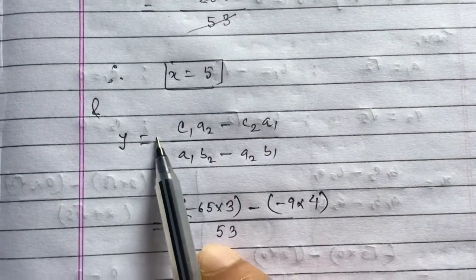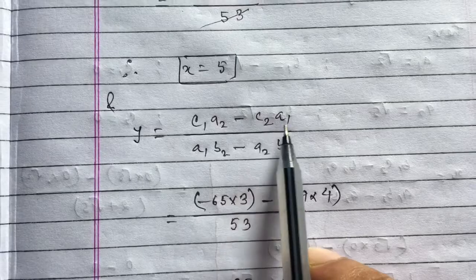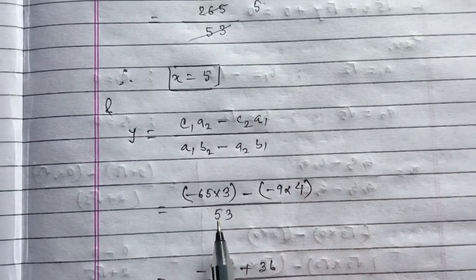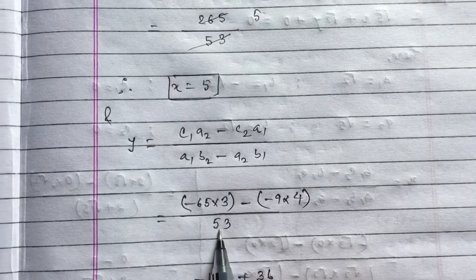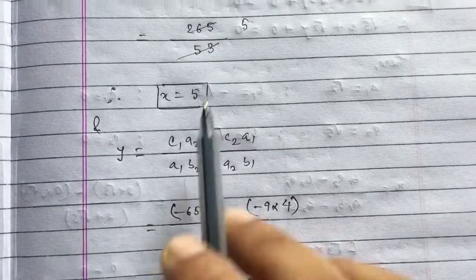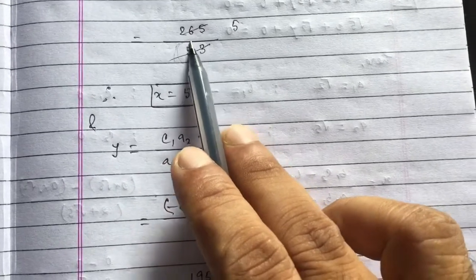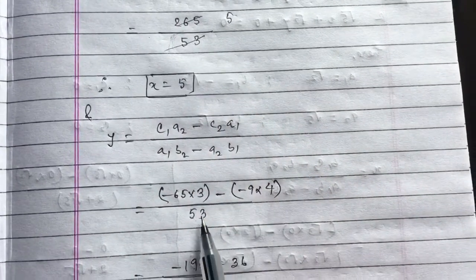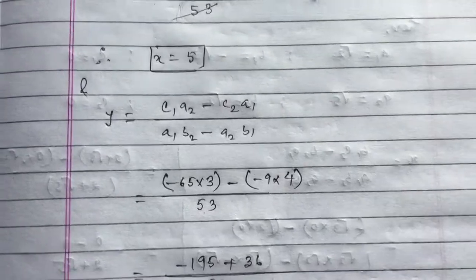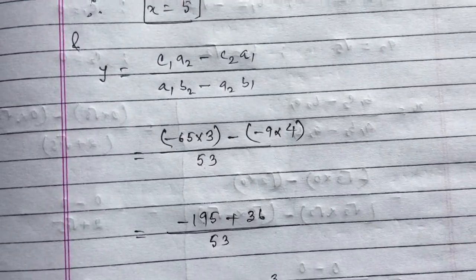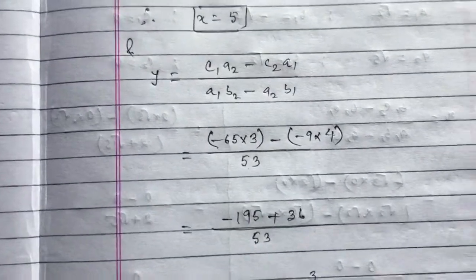Y is equal to, formula, C1 A2 minus C2 A1 by A1 B2 minus A2 B1. So the denominator part is the same. So we should write 53, because when we calculated x, the denominator was 53. Here also we write 53, because the formula for the denominator, A1 B2 minus A2 B1, has the same values, so we'll get the same value.